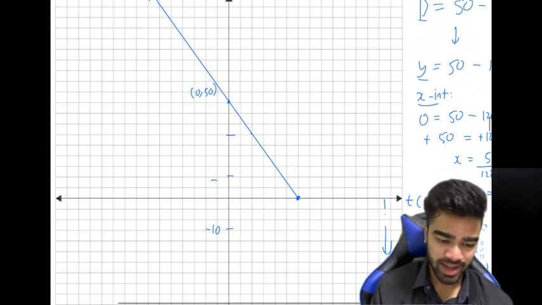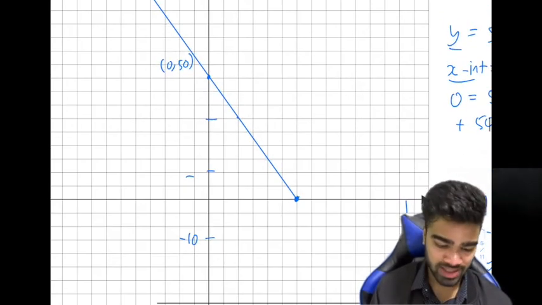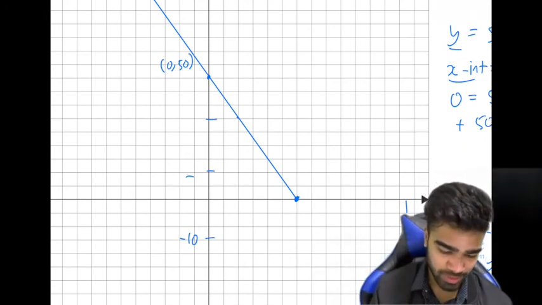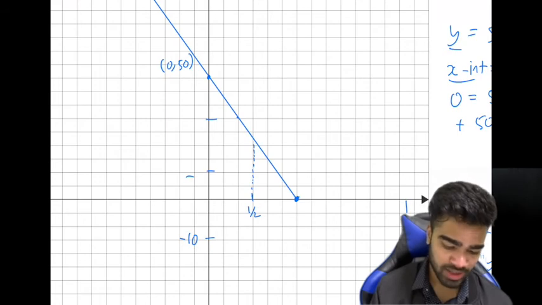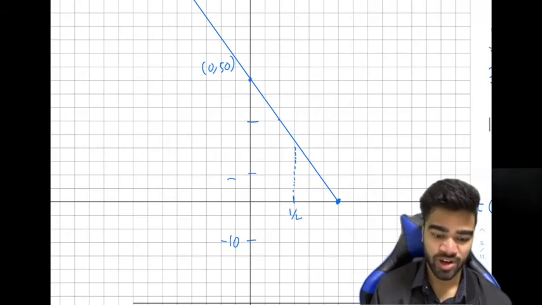And likewise, can I, again, t, the horizontal axis, the x values are representing time. So for example, if this is equal to half an hour, right? It's in hours. Then yeah, that means he's been traveling for half an hour.